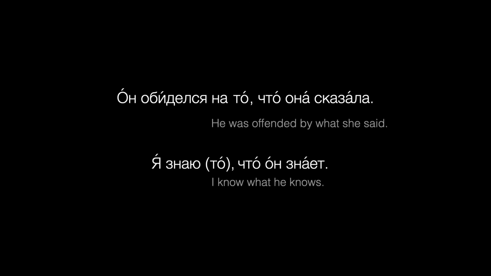A special note here for the accusative. If the verb is used with a preposition, then we use то. Otherwise, it's normally left out. For example, both of these sentences are correct, but in the second one, without a preposition, we don't have to use то. So all in all, this is a great reason to make sure that you're comfortable with all the forms of то and что.